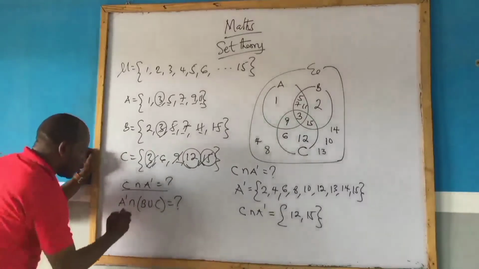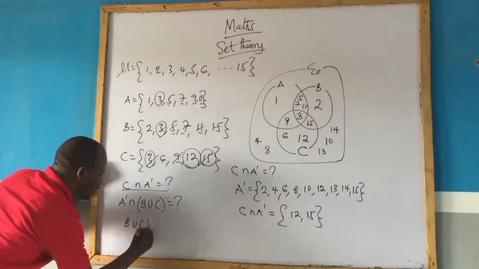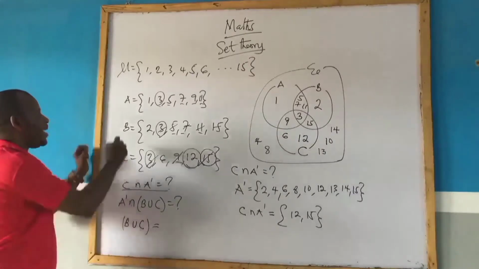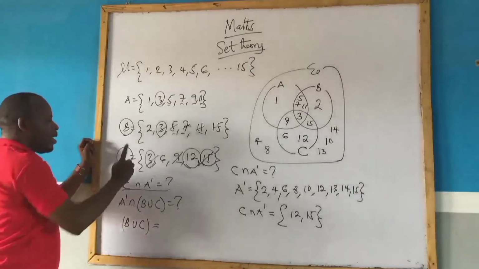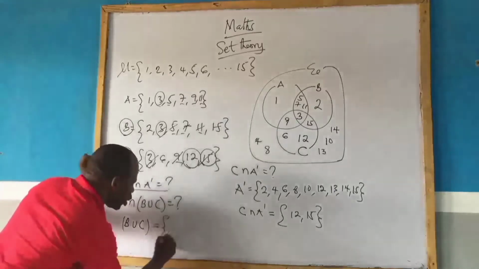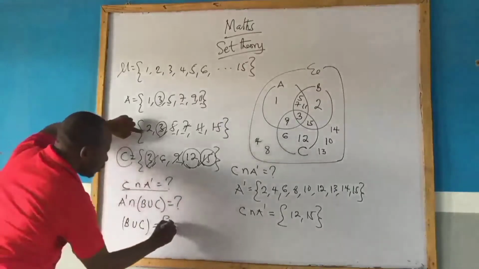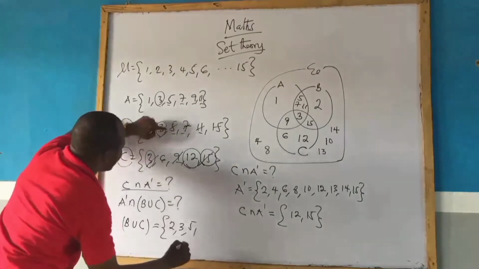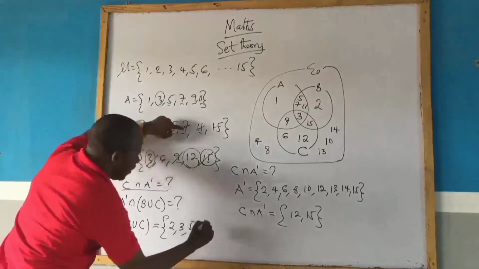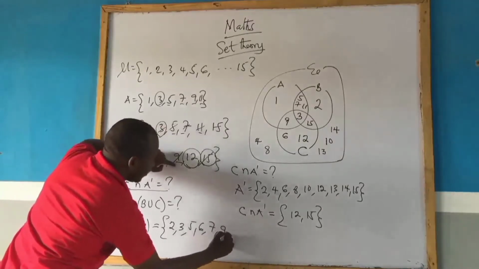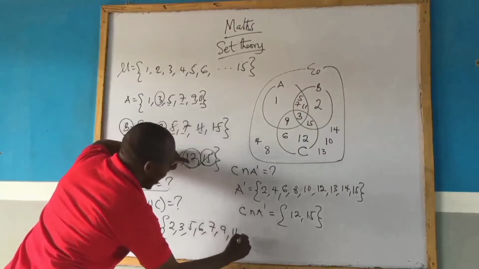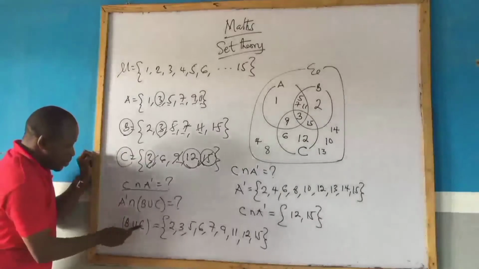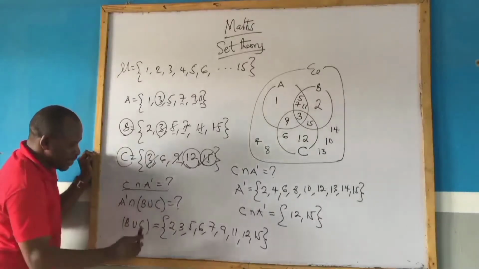For us to solve this question, it means we have to look for B union C. How do we get B union C? We get B union C by listing the elements in B and C without repeating any element. So we're going to have B union C, 2. 3 is here, 3 is here, so 3. We have 5. We have 6. We have 7. We have 9. We have 11. We have 12. We have 15. So this is B union C, the elements in B and C without repeating any.